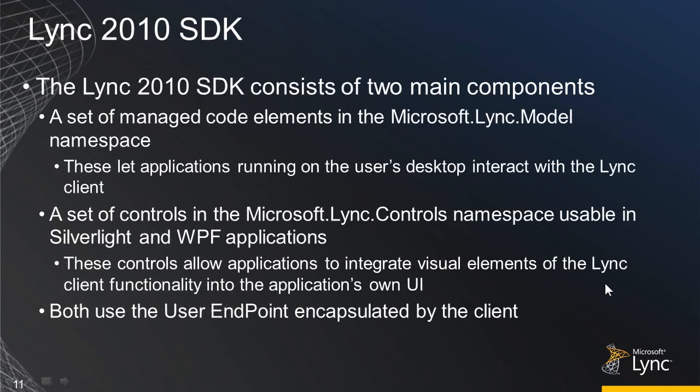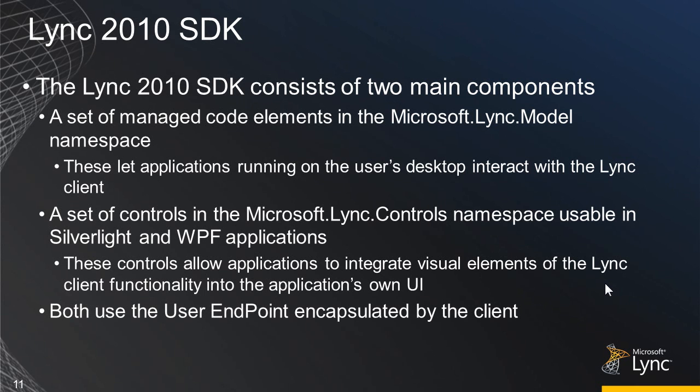The Link 2010 SDK consists of a couple of components: a set of managed code elements in the Microsoft.link model namespace, and a set of controls in the Microsoft.link.controls namespace. Both of these interact with the Link client running on the user desktop. The model components allow applications running on the desktop to interact with the client to do things like create sessions, be notified when sessions are created, get the content of various IM sessions that might be going on on the desktop, and also potentially to inject data into those sessions.